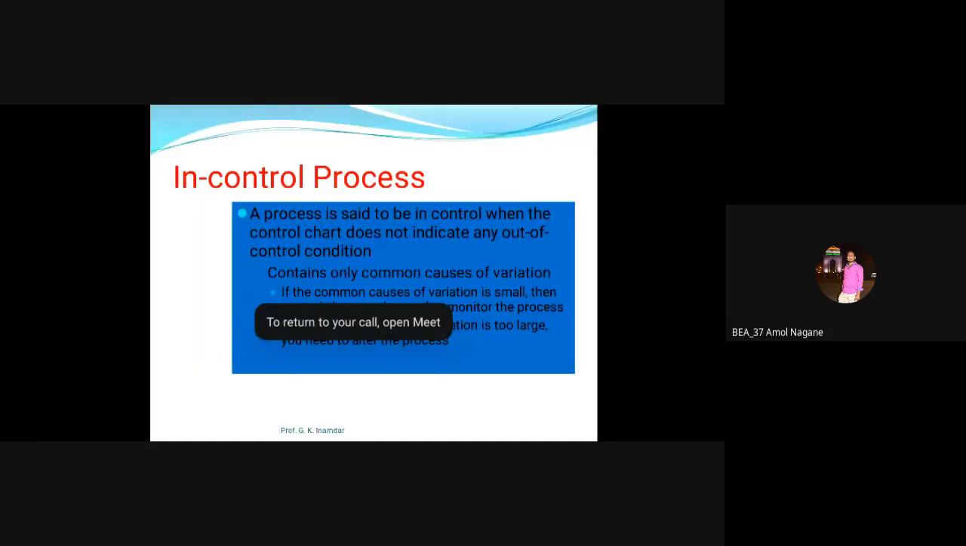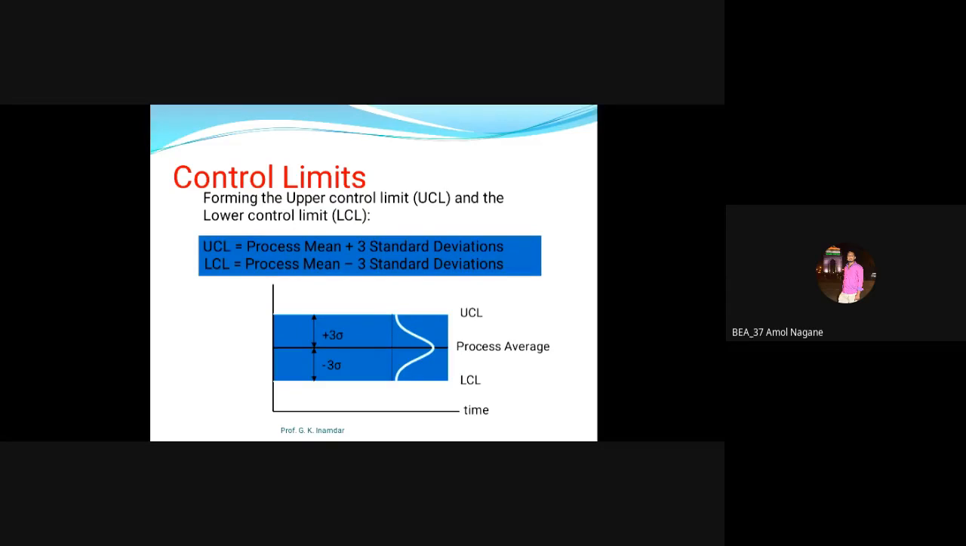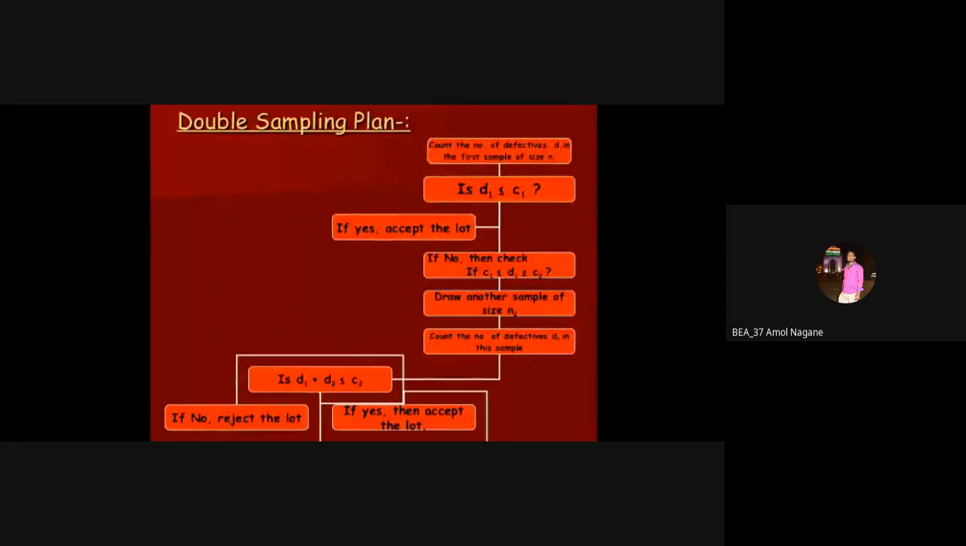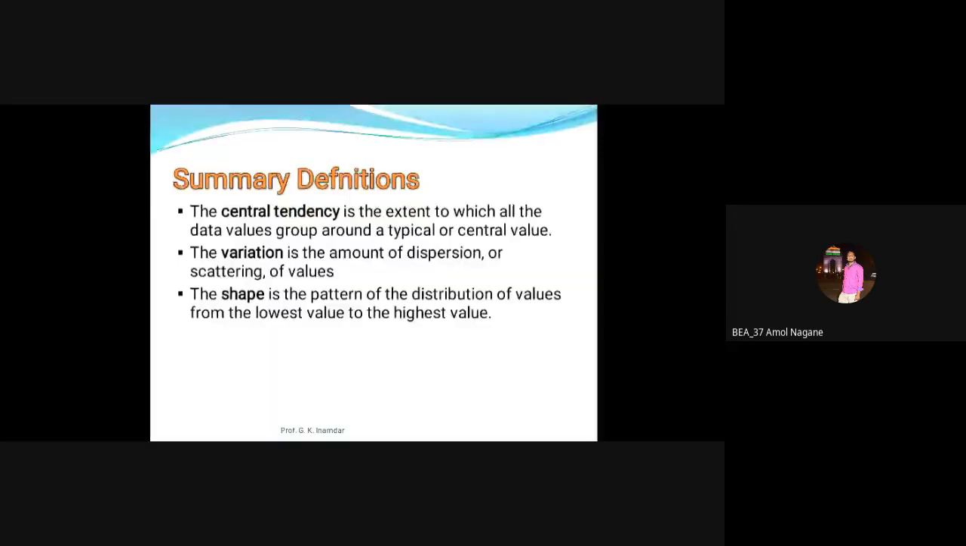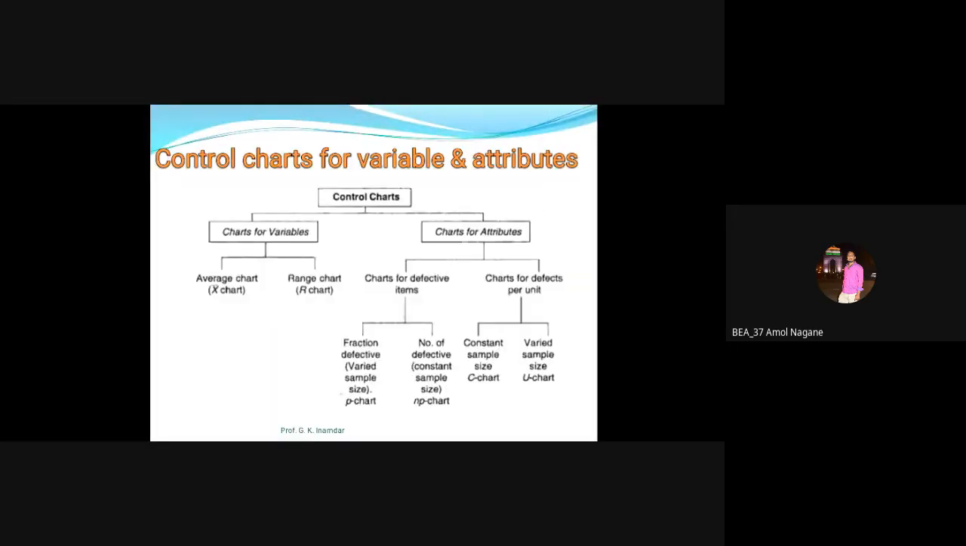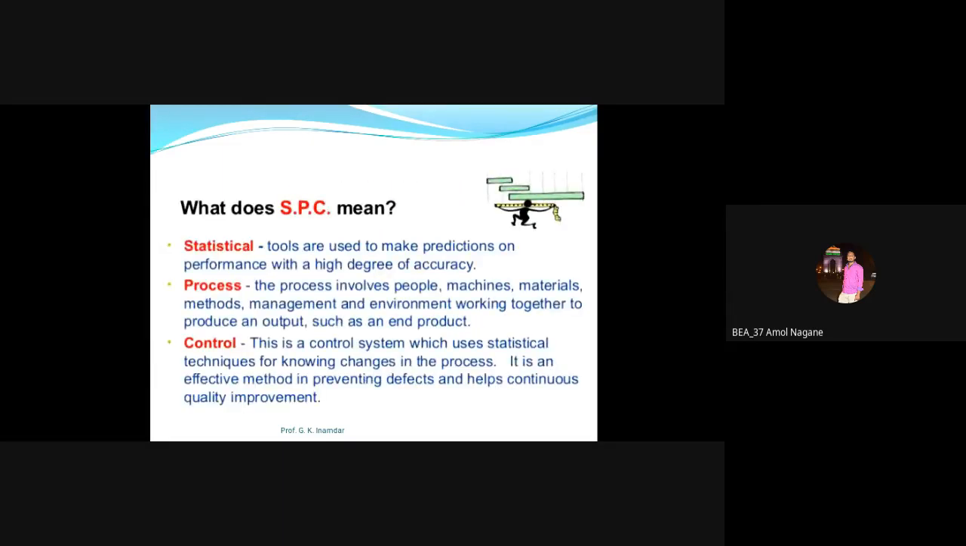I will analyze that. Control charts, basic, again types of sampling: single, double and multiple. Definition, basic information of the SPC.